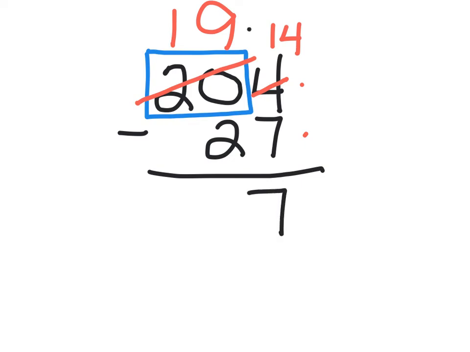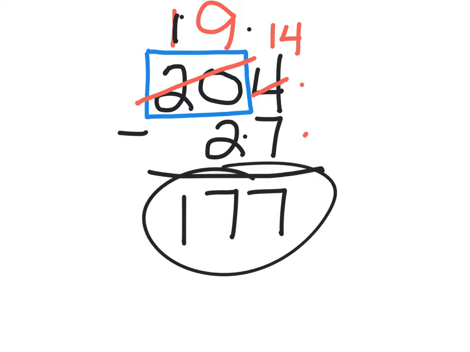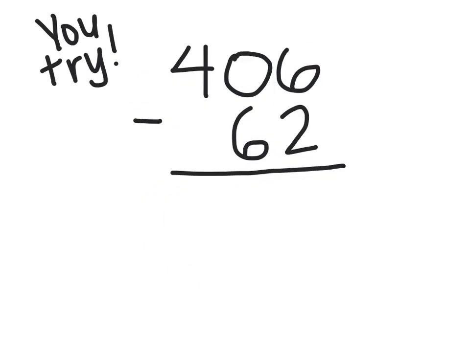And I've got 9 minus 2 equals 7. Or I can think 19 minus 2 equals 17. I can carry this one from the hundreds down. So we've got 177. Give it a try. Group those hundreds and tens columns together to just make tens. Pause the video here and give it a try.